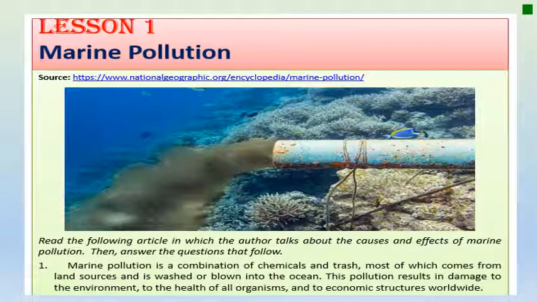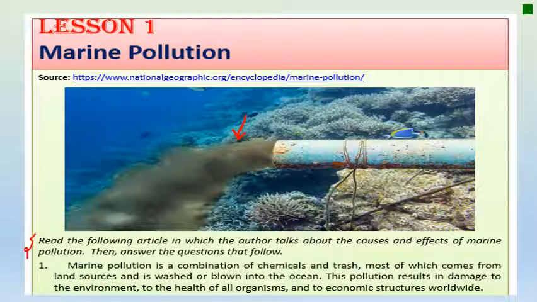Now this brings us to our lesson called Marine Pollution. Take a look at this. You see the huge tube you see here? It's dumping sewage water, refuse from households and factories and farms. This is all dirty water, polluted with chemicals and dirt from people. The blurb: Read the following article in which the author talks about the causes and effects of marine pollution. Then answer the questions that follow.